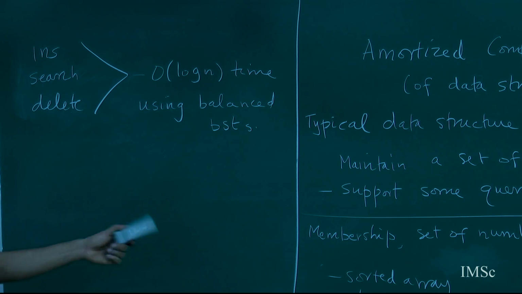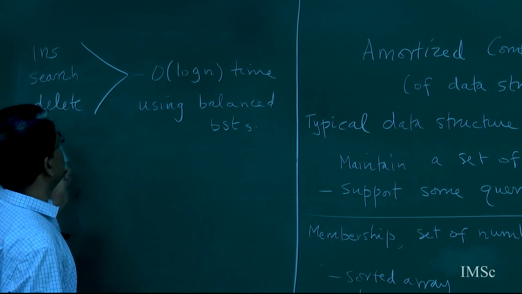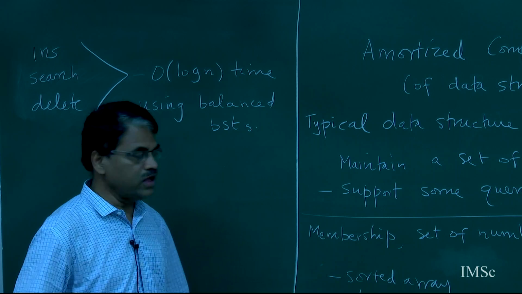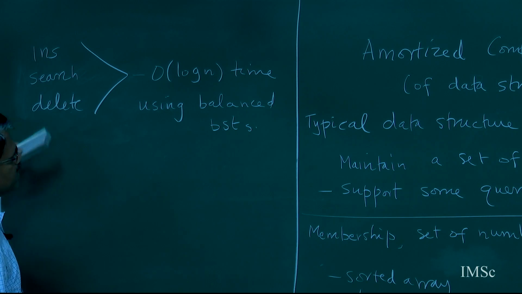So if I care only about membership, I don't need any sophisticated structure. A simple array would do, a sorted array. But if I also want to dynamically change my data and insert and delete things, then you need what are called balanced binary search trees, right?